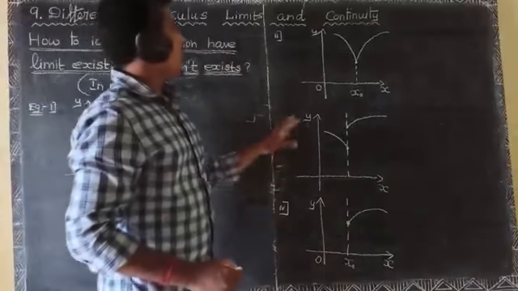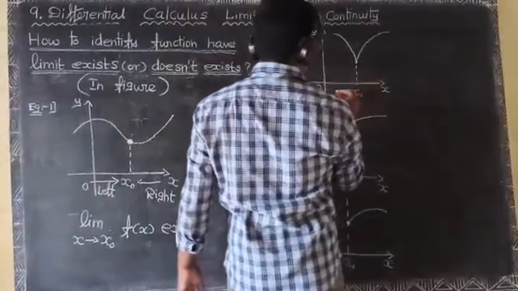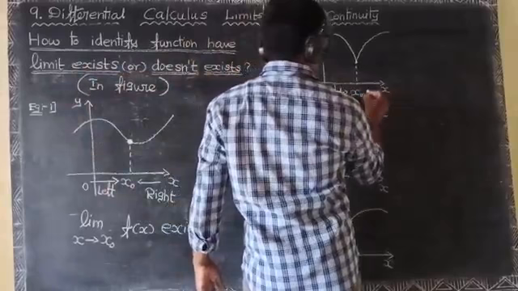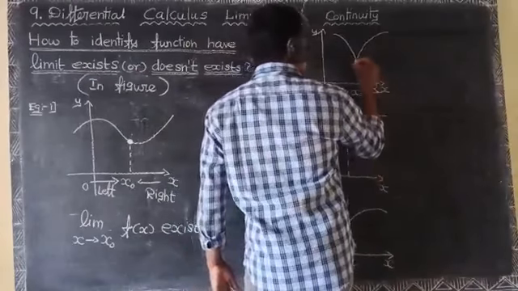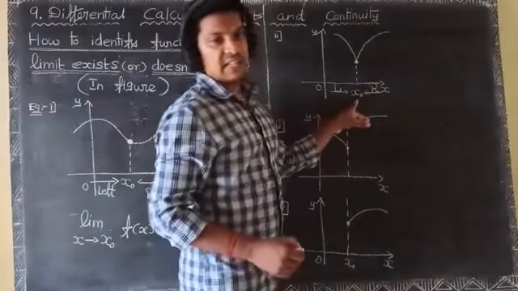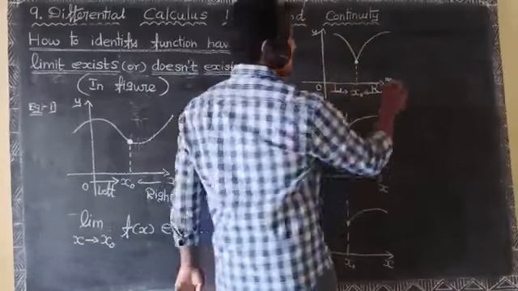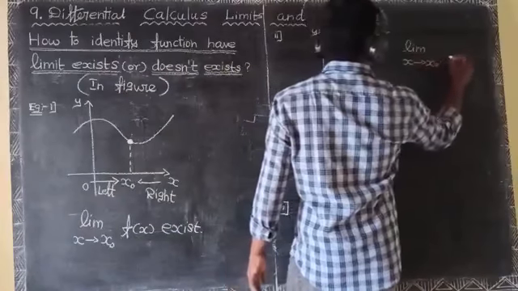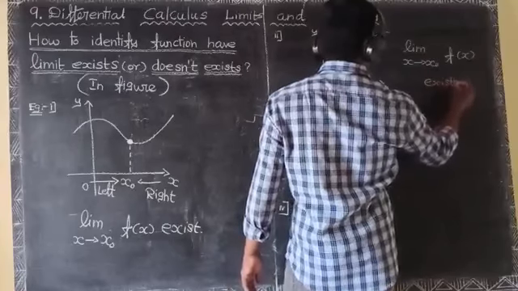Here in another figure, x approaches x naught from the left side, and x approaches x naught from the right side, and they meet at a single point, that is x naught. Therefore the limit as x tends to x naught of f of x exists.